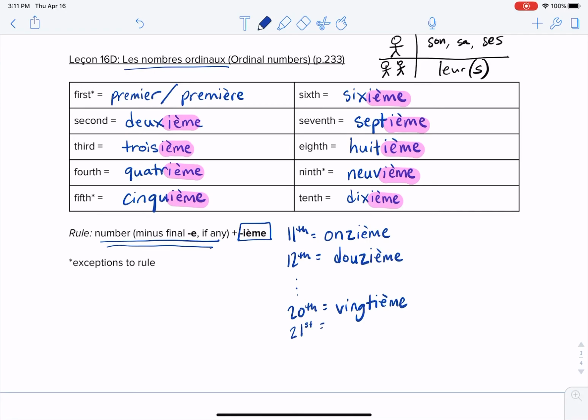21st. Now remember, first is premier, but we're actually not going to do 20 premier. We're going to do 21e. So if I want to say the 21st century, I would say le 21e siècle. That's again the 21st century.